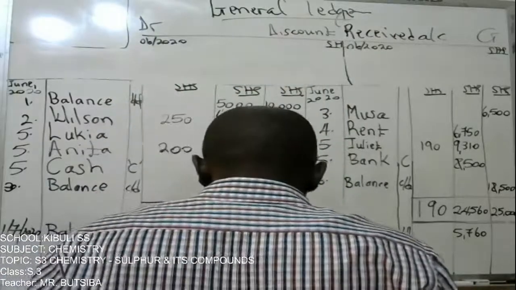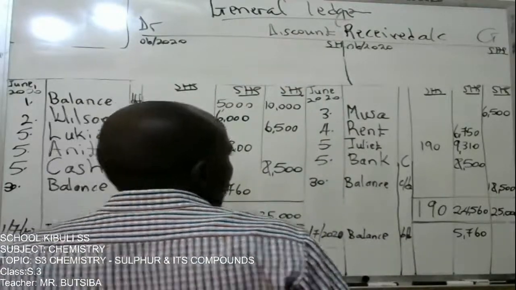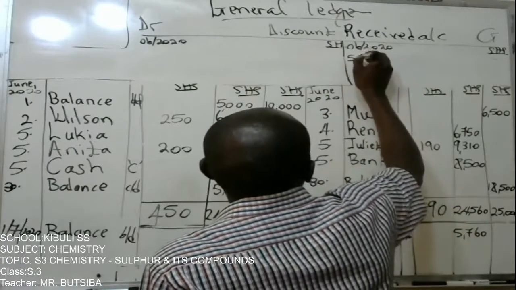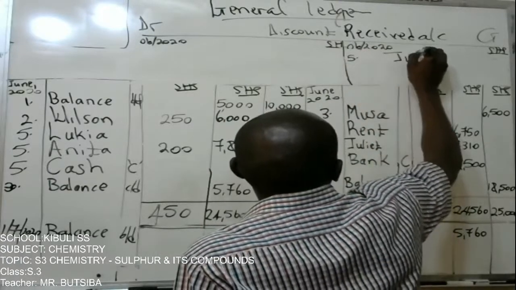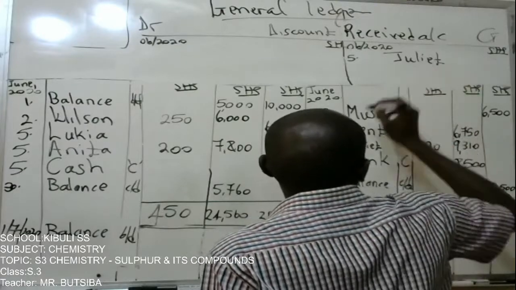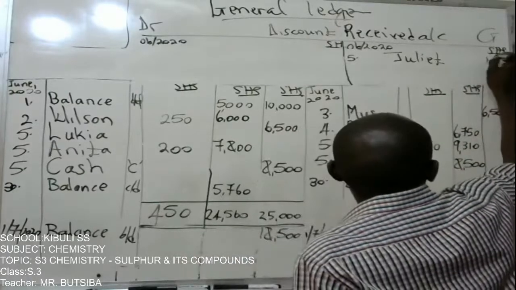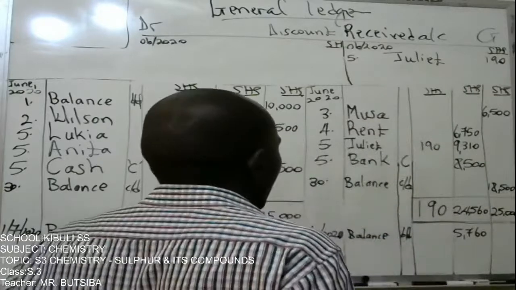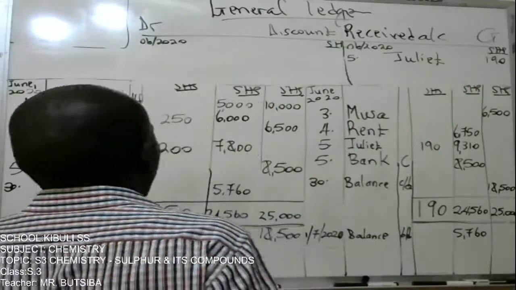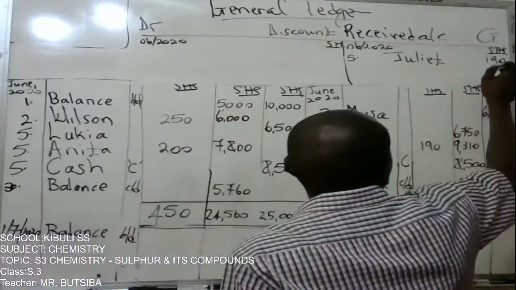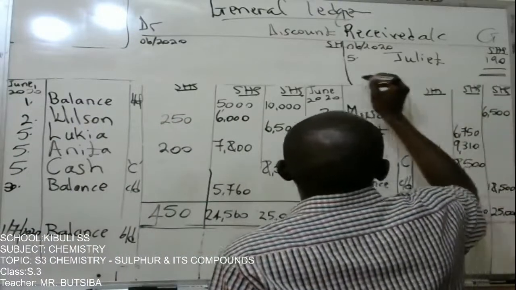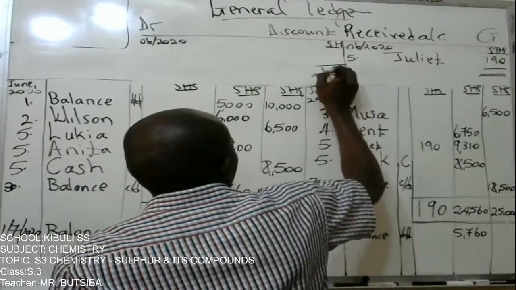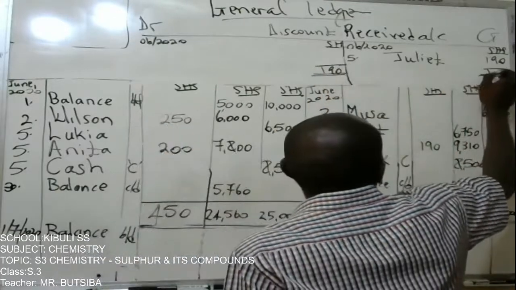So now you open up the discount received account. So there you have Juliet, 5th July, 190 shillings. That's the only discount received you got. So you can go ahead and balance off the discount received account. So you have your 190.